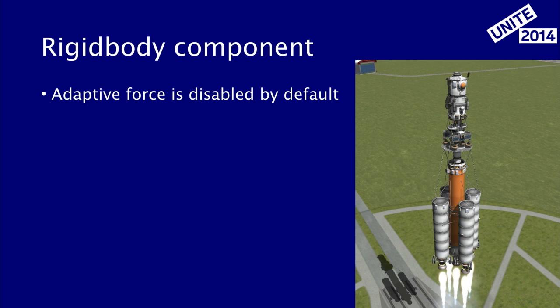So let's start with something simple: the rigid body component. Let's start with the adaptive force. I have no idea if you know what that is, but I think the video is going to be available online with thousands of people watching, so I should explain. Adaptive force is something to compensate for computational instabilities.